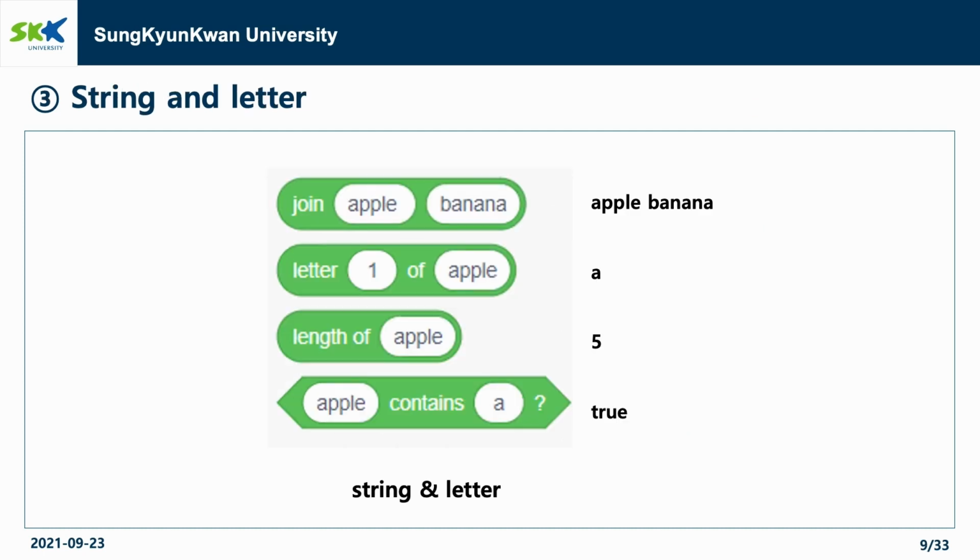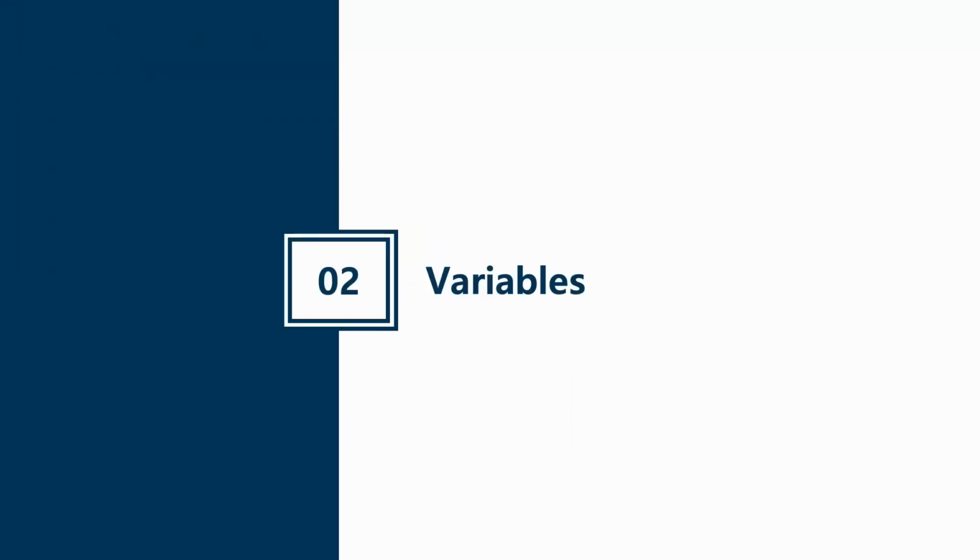The last category of operators is string and letter. These blocks process strings or letters like this. So we can join two strings, get a letter from a string, get the length of a string, or check whether the string contains a particular alphabet letter. In the next part, we'll learn about variables.